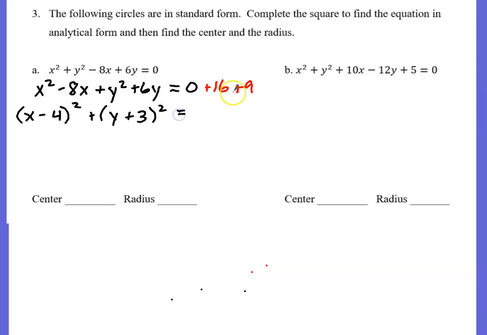So this side becomes 25, and so now we can see our center is positive 4, negative 3, and our radius is 5, because remember this is r squared, so I just squared it. Okay, let's do B. So in B, same thing.